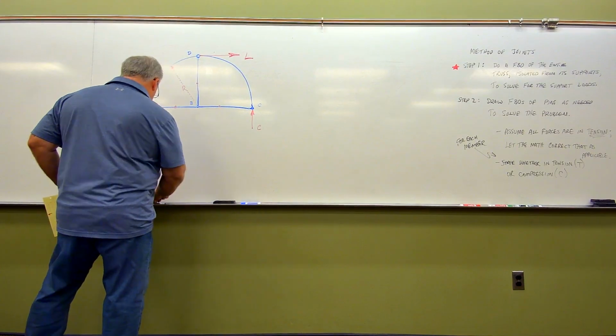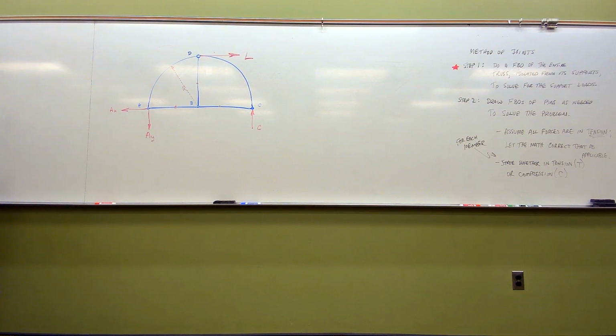So now, that is the first part of step one over there. Just again, do a free body diagram of the entire truss. All we did was we isolated it from its support loads. Now we're going to solve for the support.